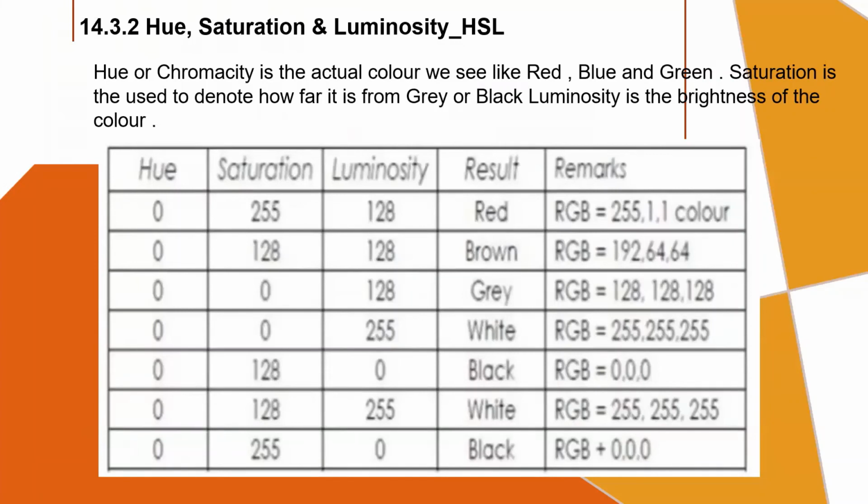Hue, saturation, and luminosity. Hue or chromaticity is the actual color we see, like red, blue, and green. Saturation is used to denote how far a color is from gray or black. Luminosity is the brightness of the color.